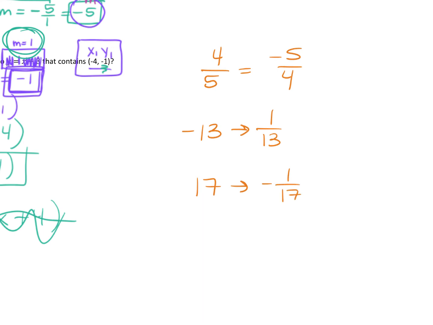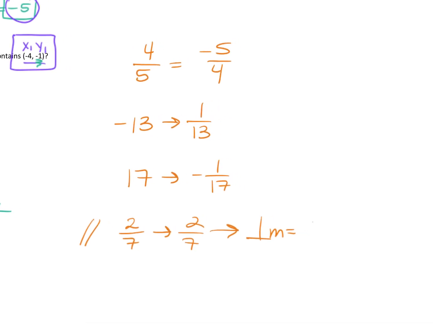Okay, tell me the parallel slope. 2 over 7, right? If they're parallel, the slopes are the same. What would be the perpendicular slope? Negative 7 over 2. -7 over 2. Okay, so keep that in mind. Parallel stays the same. Perpendicular, opposite reciprocal, but that's the only difference. Good on that? Okay.